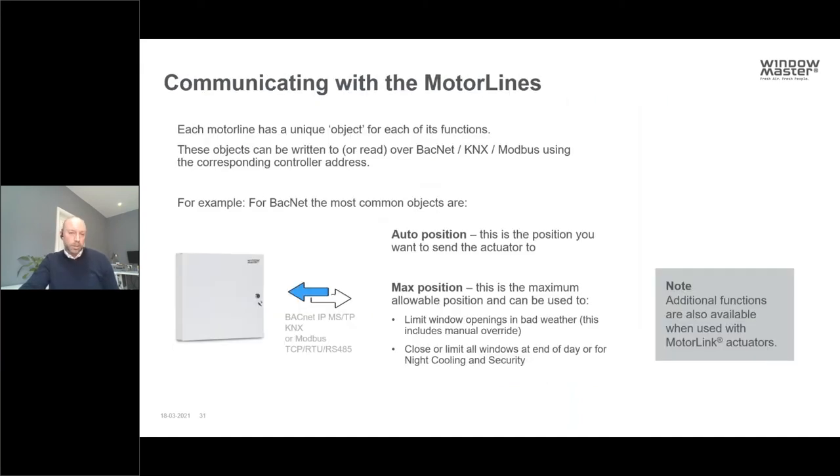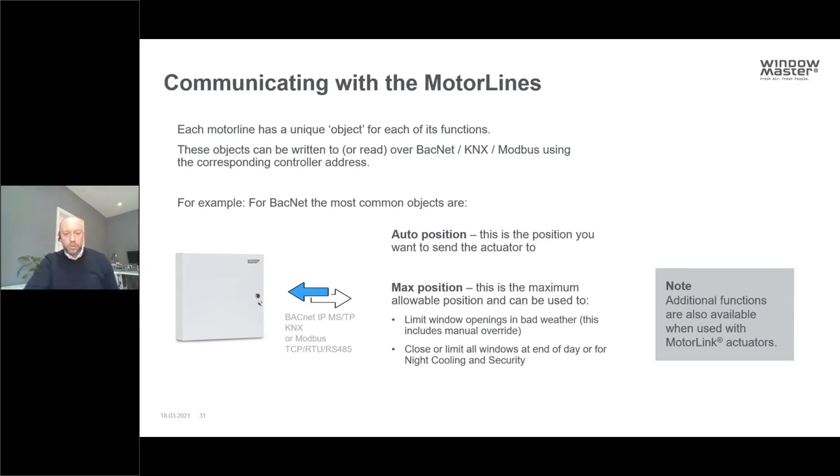So how does that take place? Communicating with the motor lines. Each motor line has a unique object for each of its functions, and those objects can either be written to, or they can be read for things like status. And they would do that over whatever the protocol of the network was that you're using, but typically BACnet, KNX, or Modbus. And you would do that using the corresponding controller address and the object specific to the motor line that you wanted to control.